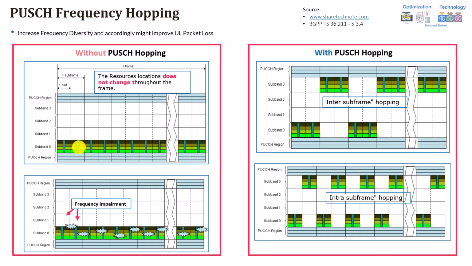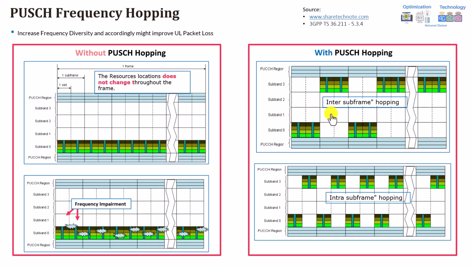This is where frequency hopping can get some gain. For example, if you look at this picture, you will find that in the first subframe the resource is allocated here, and in the second subframe it is allocated at a different subband, on a different resource block. So this creates frequency diversity, which can be reflected in your quality and accordingly in your coverage. So it can improve the packet loss and even the voice quality in general. This is the main idea.